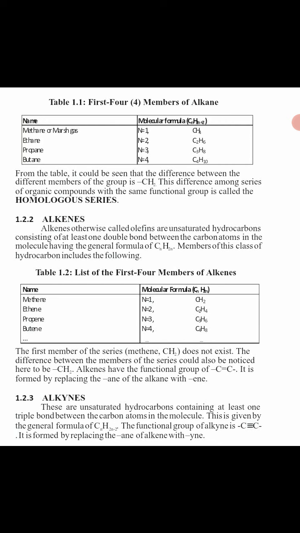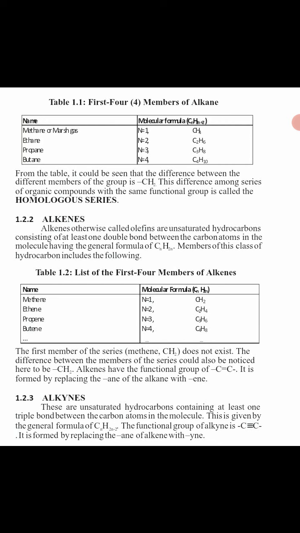Now look at the concluding note there. The difference among series of organic compounds with the same functional group is called the homologous series. I need to pause now to explain what a functional group is. A functional group is a radical. We're taught in SS1 that a radical is an atom or a group of atoms carrying electric charge. For example, you have OH minus, that's hydroxyl. That's a radical.